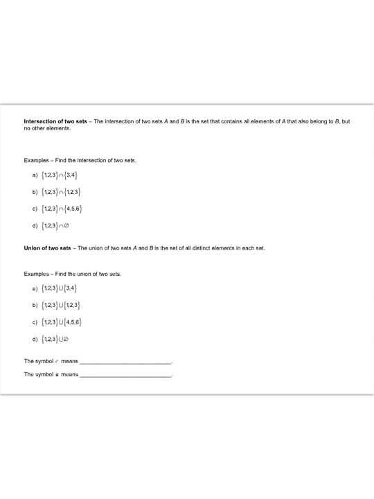Now on this last page, we're going to look at the intersection and the union of two sets. So the intersection of two sets, let's say set A and set B, is the set that contains all of the elements in A that also belong to B and no other elements. So this shaded region would represent the intersection.